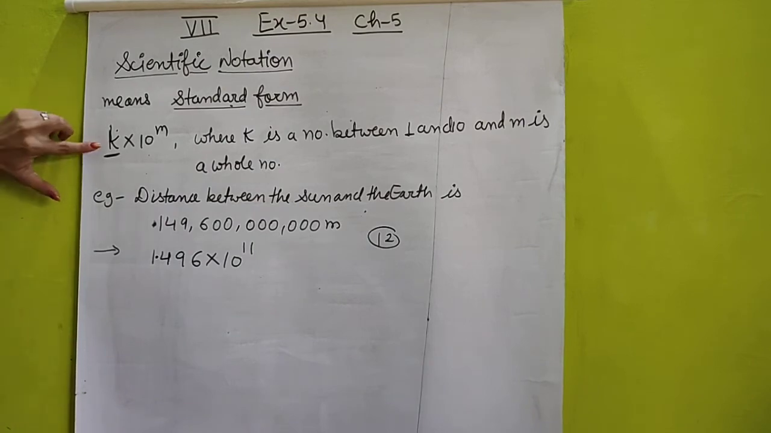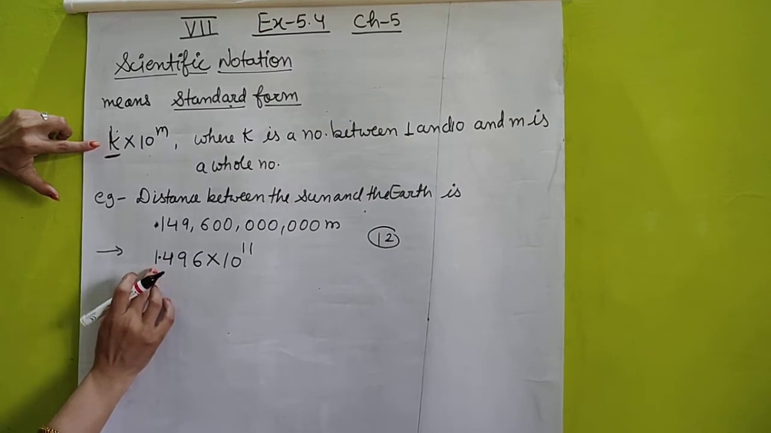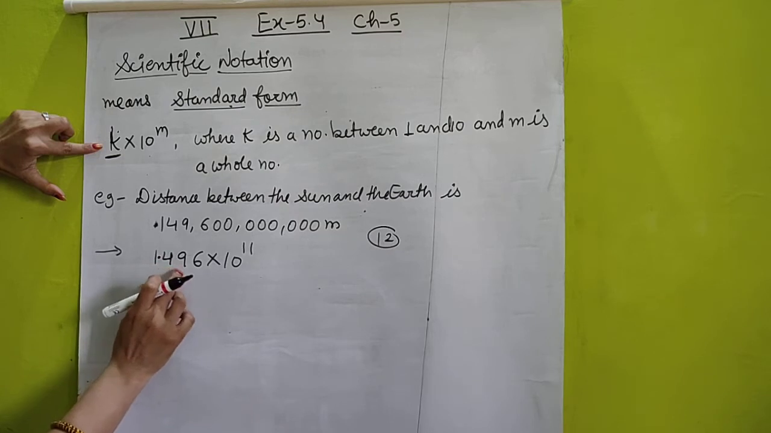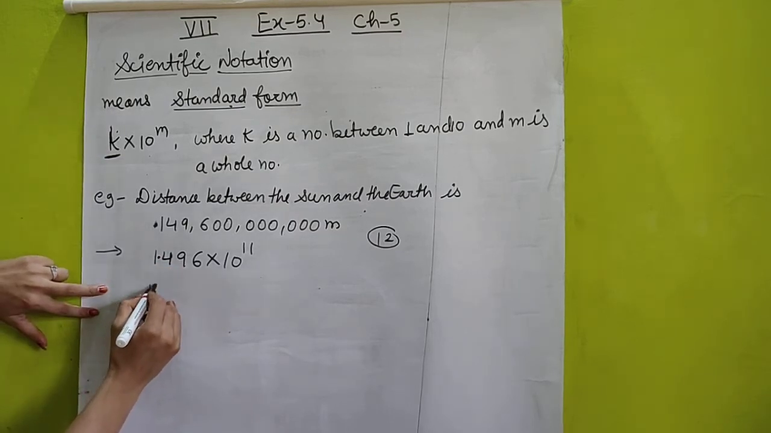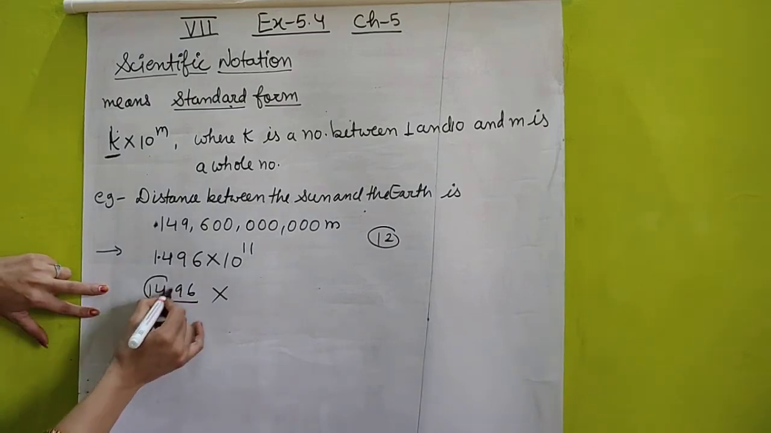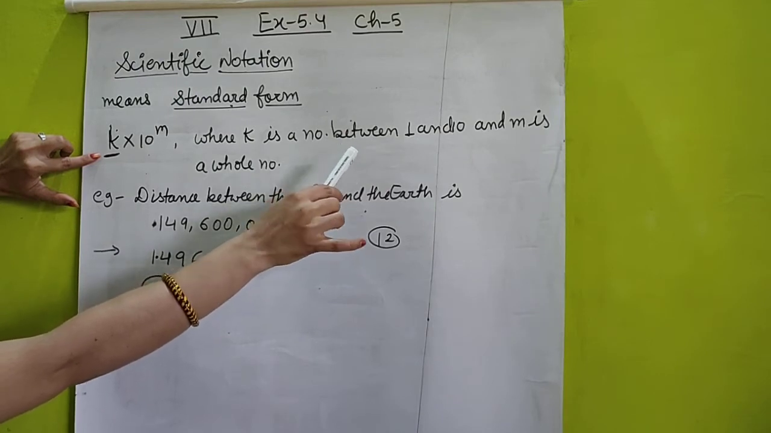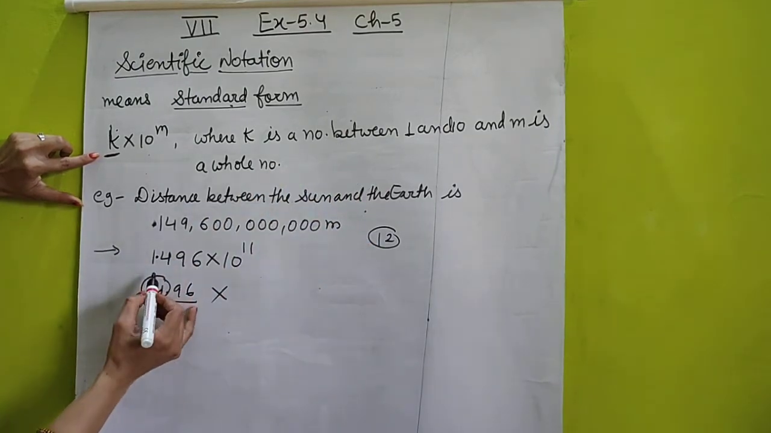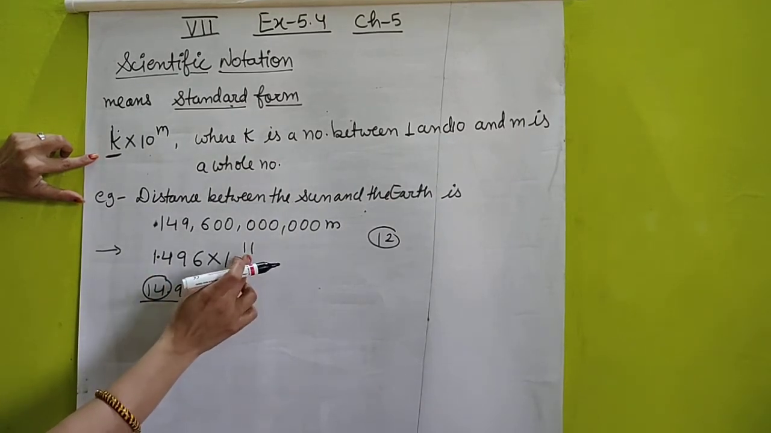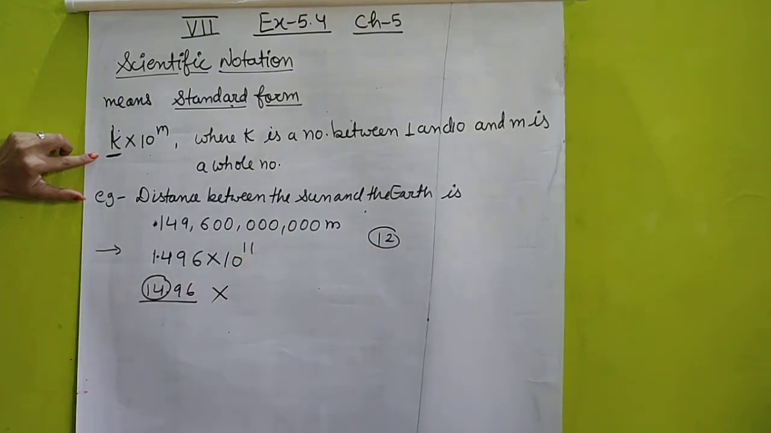Because as we said, the value of k should be between 1 and 10, so this is 1.496. Students, if you write 14.96, then it will be wrong, because this is 14 and the value of k should not exceed 10. It should be between 1 and 10. So we can place the decimal only after 1, and 10 to the power 11, because the total number is 12 and 12 minus 1 gives 11.